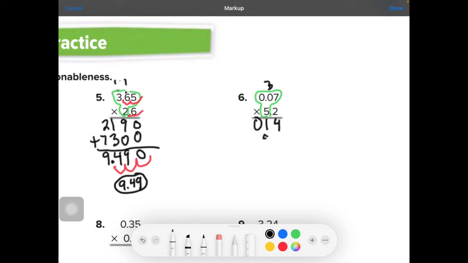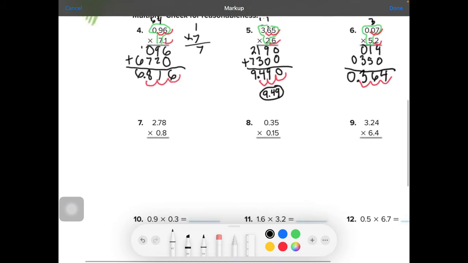5 times 7 is 35. And then 5 times 0 is 0. Drop down the 3. 5 times 0 is 0. 4, 6, 3. 1, 2, 3. Put a placeholder 0 right there, and there's your answer.